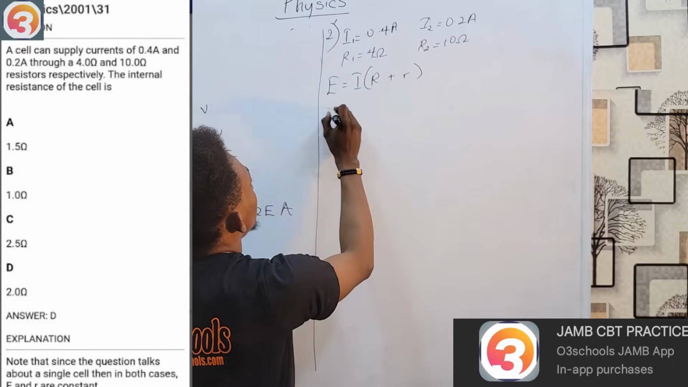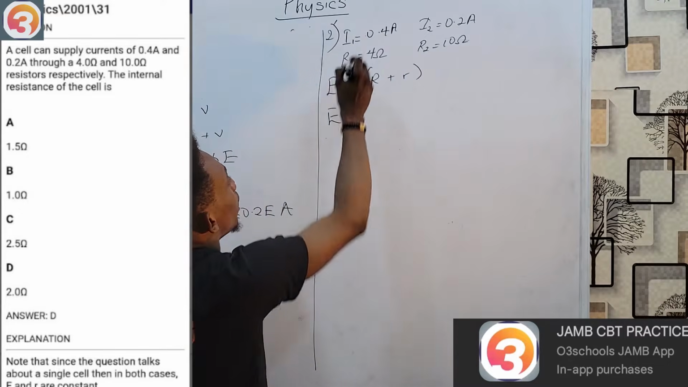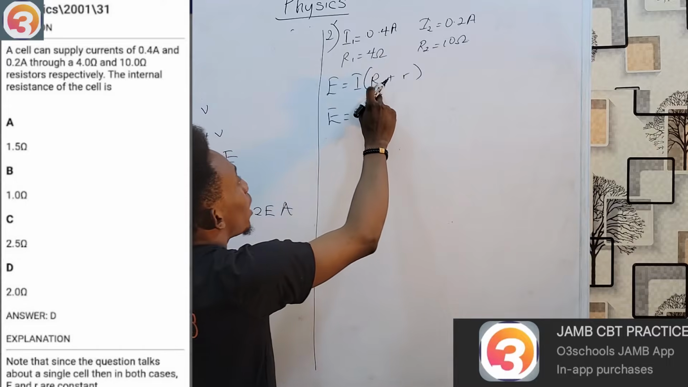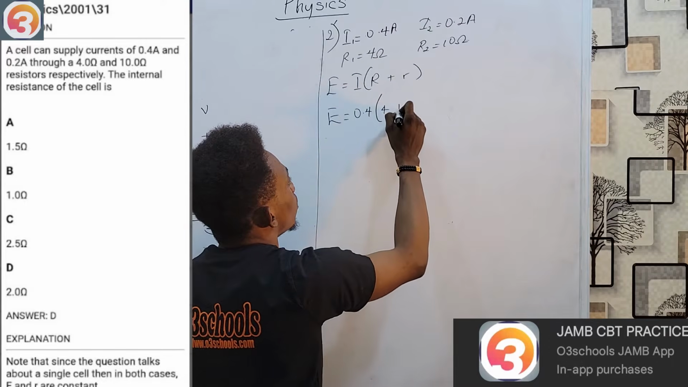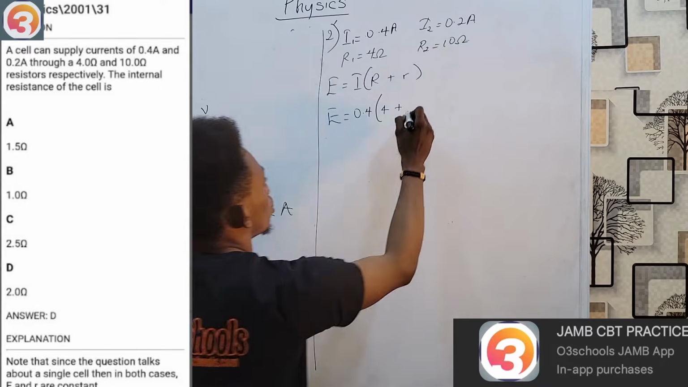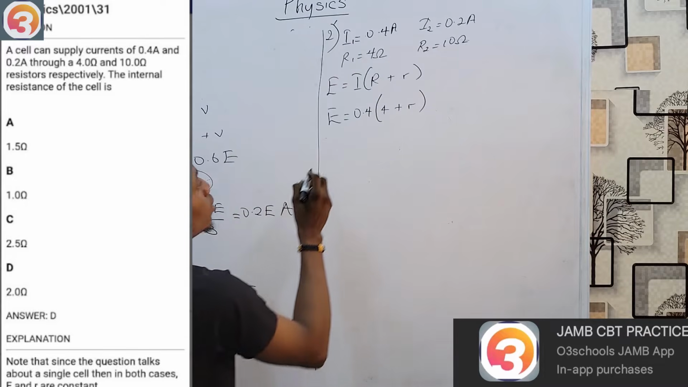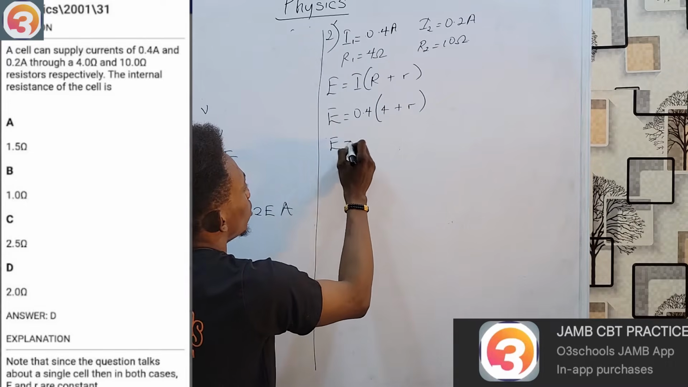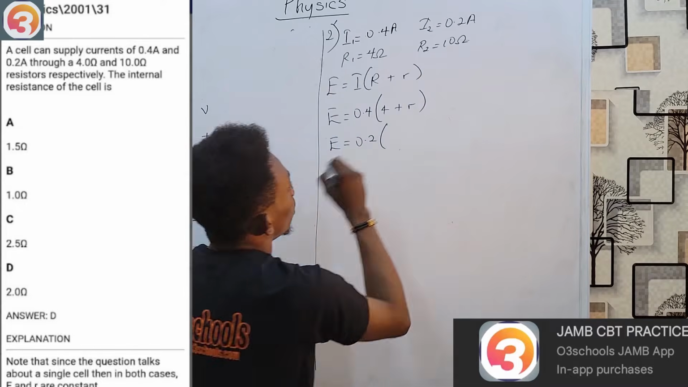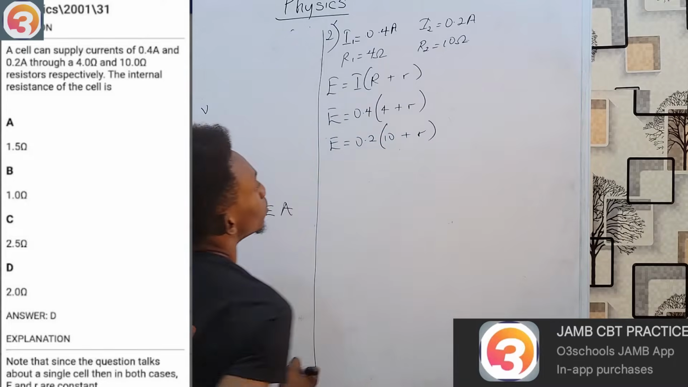I can simply say E equals, but then current is different. So I1 is 0.4 into capital R is 4. Then the internal resistance does not change since it's the same cell. While for my next situation, the same EMF for my current is now 0.2 into capital R becomes 10 plus capital R.